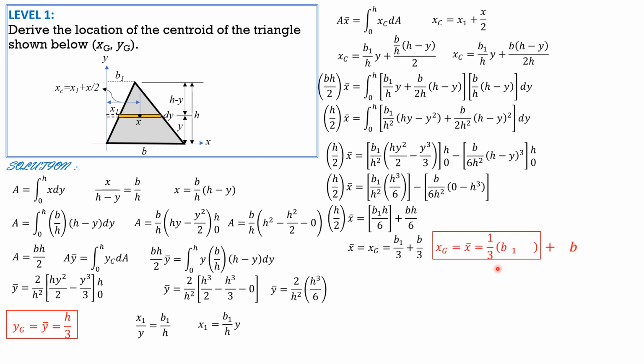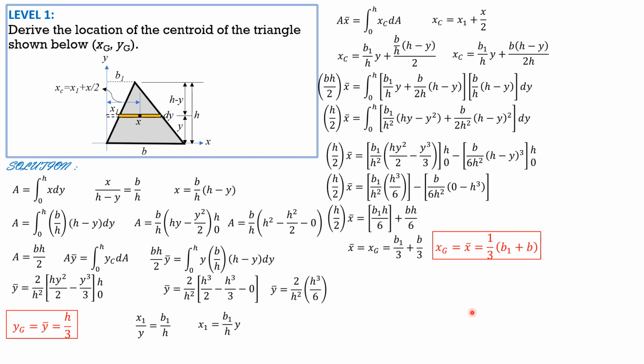So that's the value of x sub g, or bar x. If you check with our formula, remember that the centroid of a triangle in terms of its coordinates would be 1/3 the sum of the vertex coordinates. This is 0, b1, plus b, which checks: 1/3 of b1 plus b. If you check y sub g, the y coordinates of the vertices are h, 0, 0, so 1/3 of the quantity h plus 0 is h over 3.